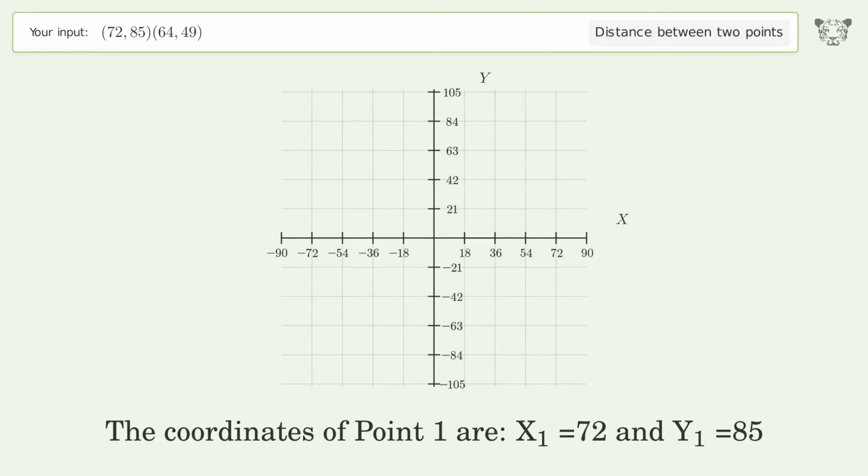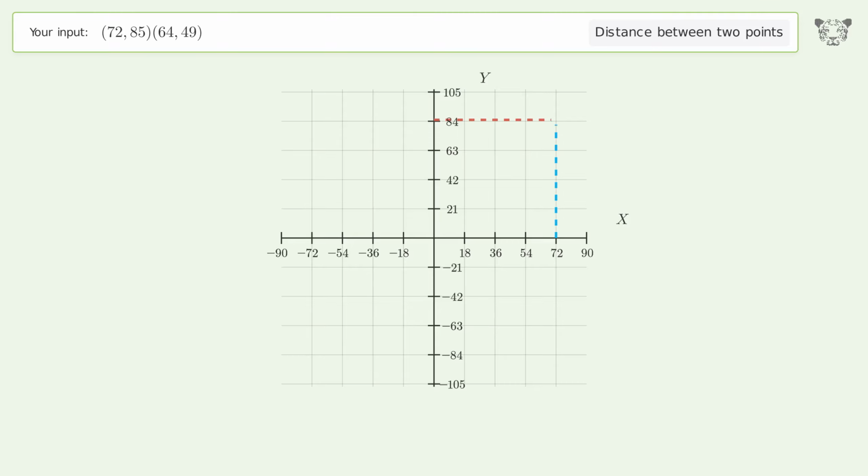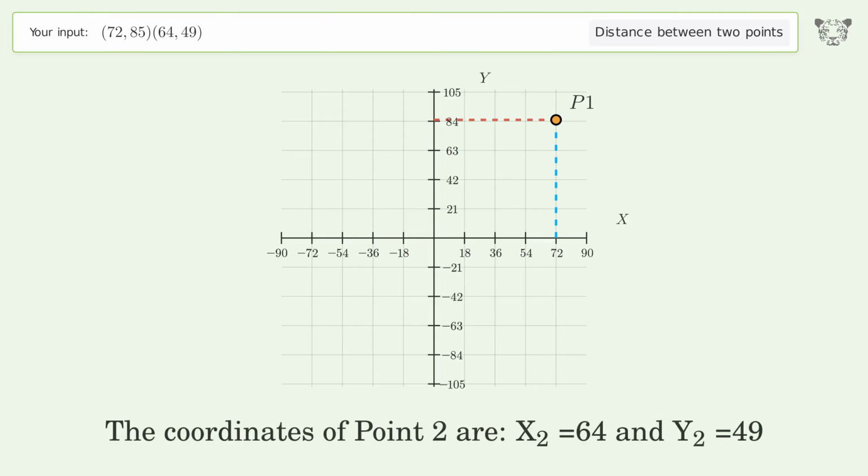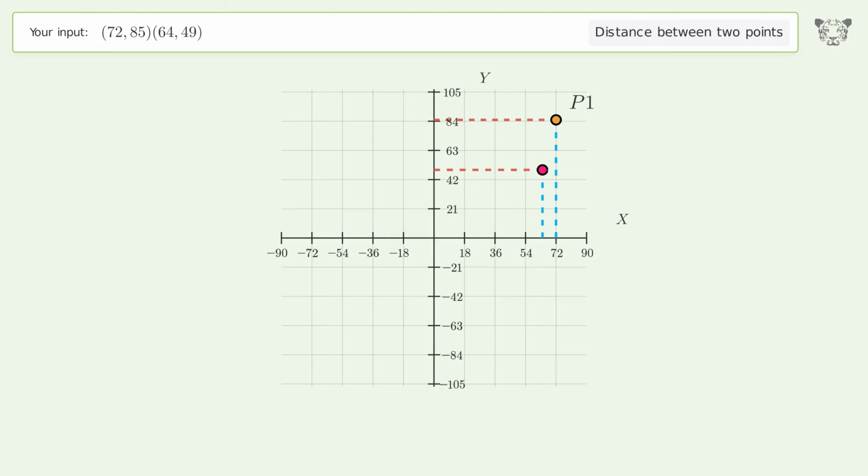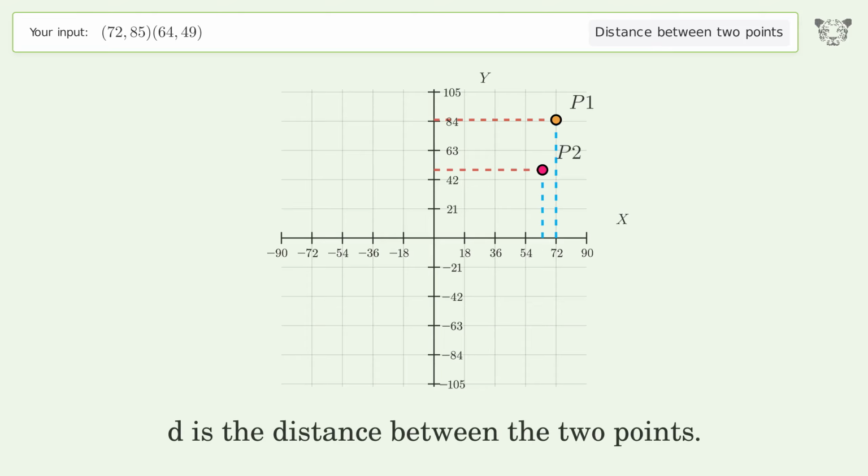The coordinates of point 1 are x1 equals 72 and y1 equals 85. The coordinates of point 2 are x2 equals 64 and y2 equals 49. D is the distance between the 2 points.